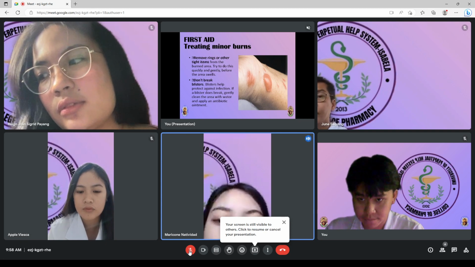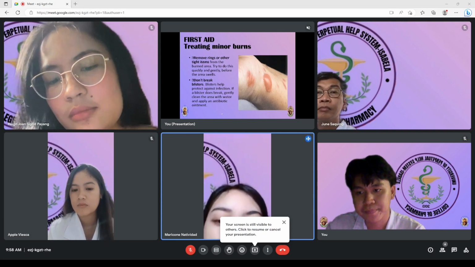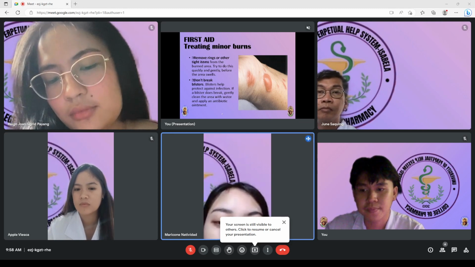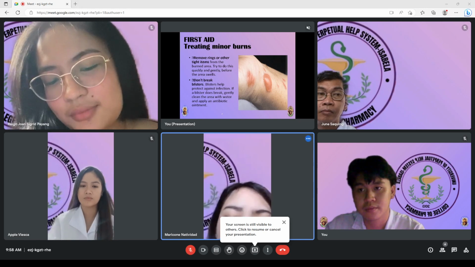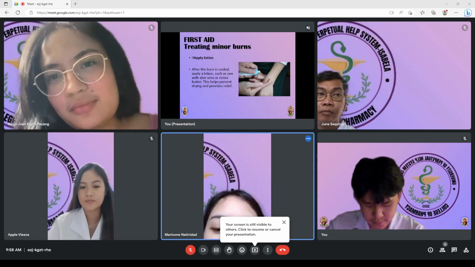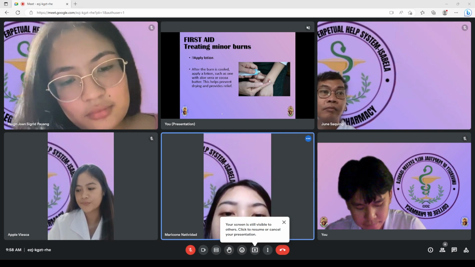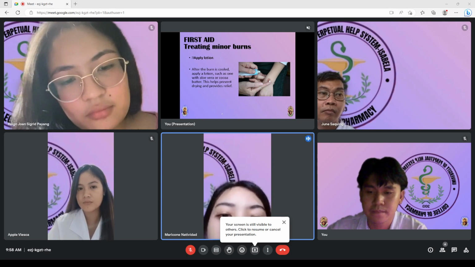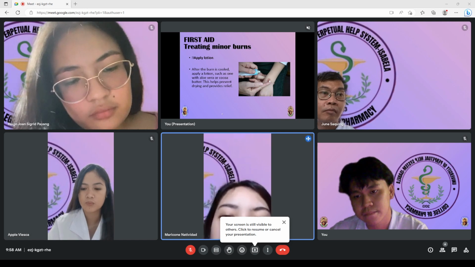Don't break blisters. Blisters help protect against infection. If a blister does break, gently clean the area with water and apply an antibiotic ointment. Apply lotion. After the burn is cooled, apply a lotion such as one with aloe vera or cocoa butter. This helps prevent drying and provides relief.